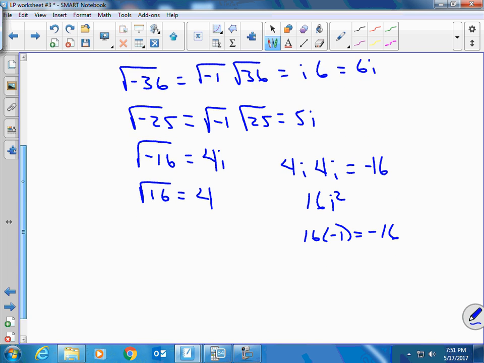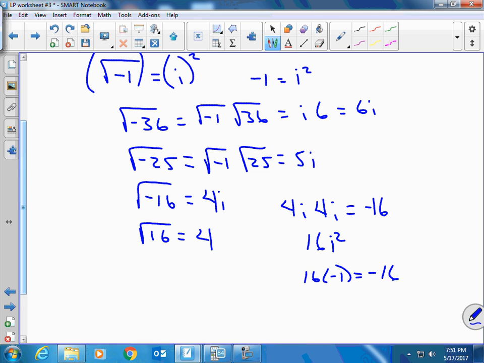So by definition, i is the square root of negative 1, and using that definition, I get that i squared is negative 1. Memorize that. You'll use that a lot. i squared is negative 1, and i is the square root of negative 1. You need to know that.